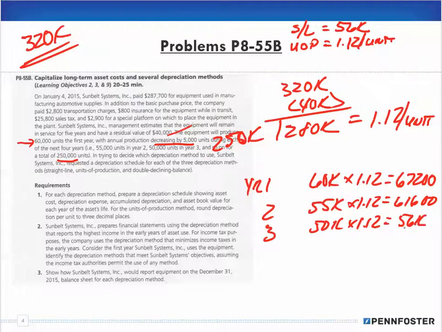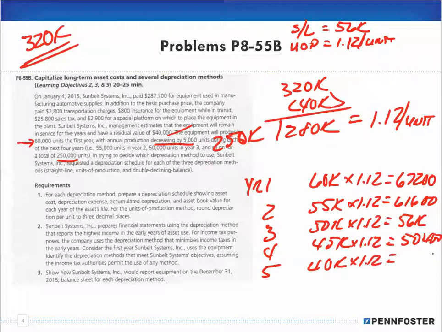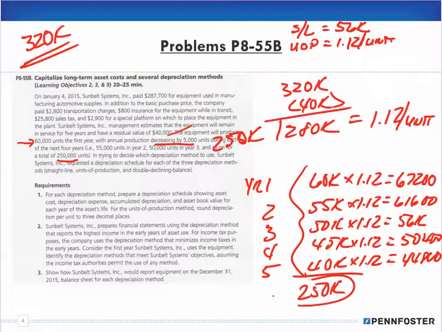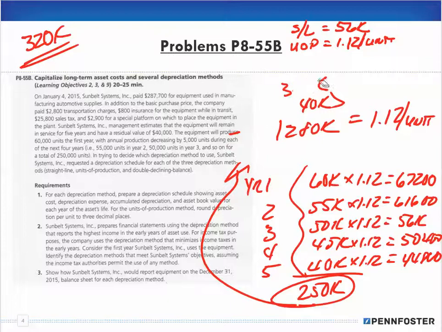All right, and then year 3, 50,000 times 1.12 gives us 56,000. Year 4 is 45,000 times 1.12, which gives us 50,400. And year 5 is 40,000 times 1.12, which is 44,800. Now, if you add up the units of production for all of these years, you'll find you have 250,000 units, which is what we based it upon. And so your accumulated depreciation increases each year by adding one year to the next, and your book value goes down by the amount of the depreciation, so that your book value at the end of year 5 is the $40,000. Okay, so pay attention to that on the schedule of depreciation.